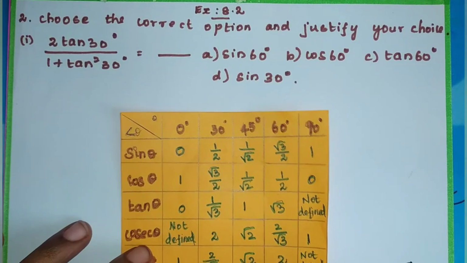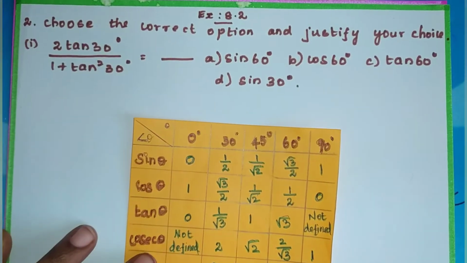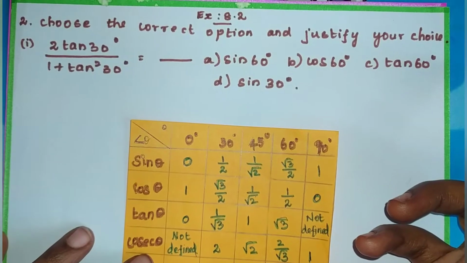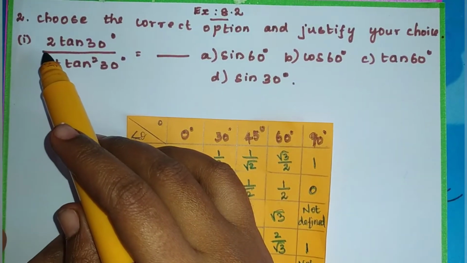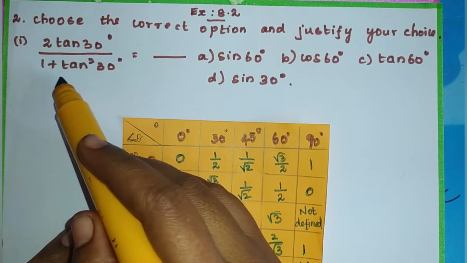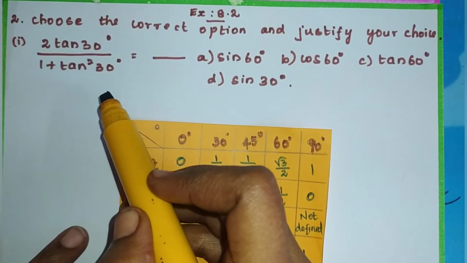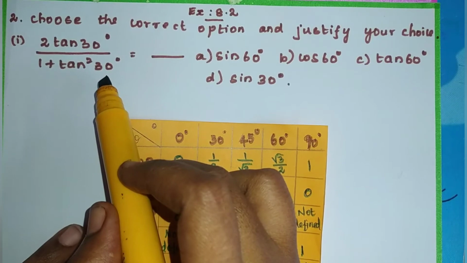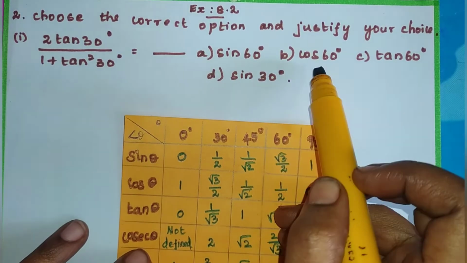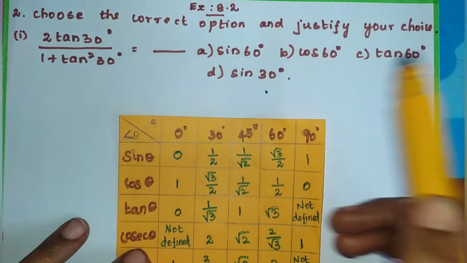Namaste students. In this video we are going to see exercise 8.2 second problem. Choose the correct option and justify your choice. First subdivision problem, 2 tan 30 degree divided by 1 plus tan square 30 degree. Just apply the value of tan 30 degree and simplify and choose which is the correct answer: sin 60 degree, cos 60 degree, tan 60 degree or sin 30 degree.